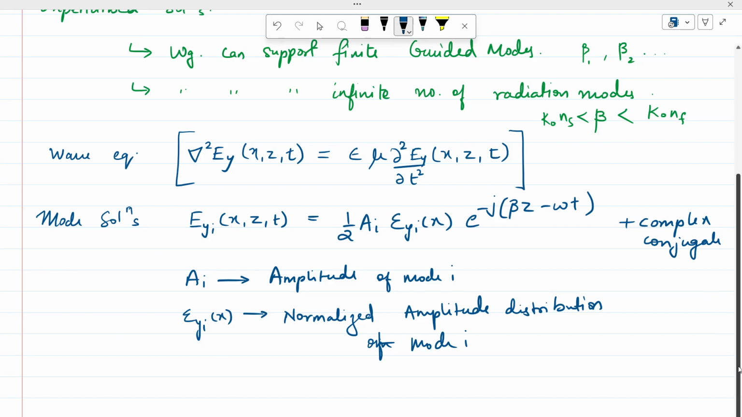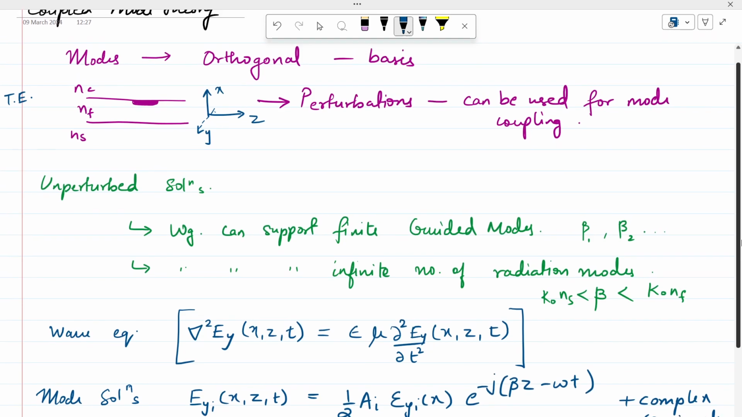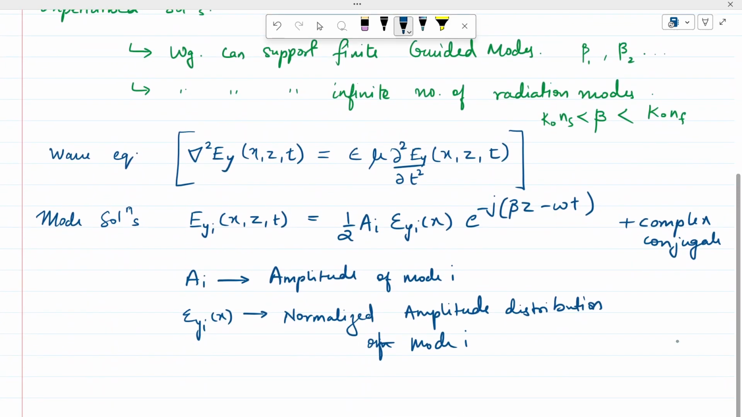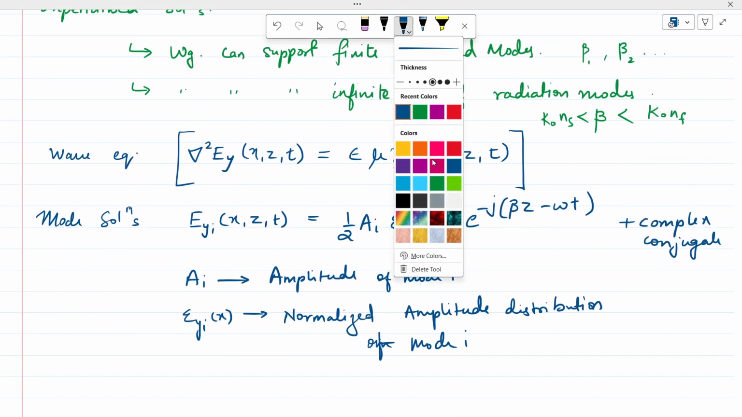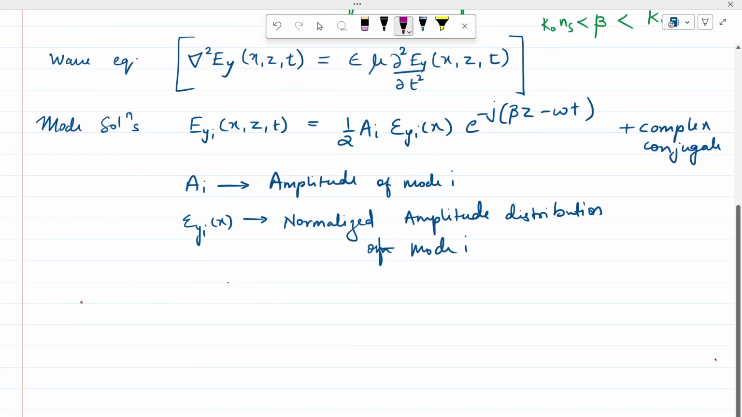Now for an unperturbed system. So now how do I introduce a certain perturbation? Say if I just have a perturbation like this, how do I include the perturbation in this scenario? For that, introducing perturbation.